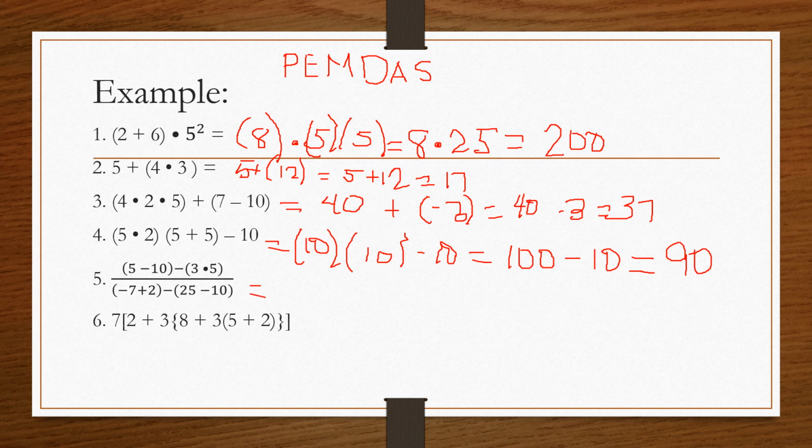So we have here a fraction, no? So let's start from the top. 5 minus 10 is equals to negative 5. Okay. Minus 3 times 5 equals 15. Next, let's go to the bottom. Negative 7 plus 2 is negative 5. Okay. Minus 25 minus 10 is 15.